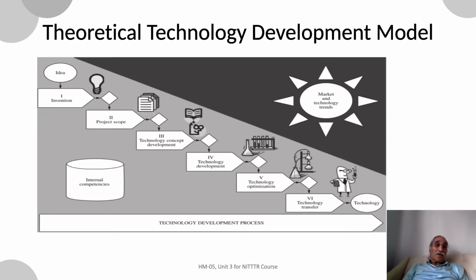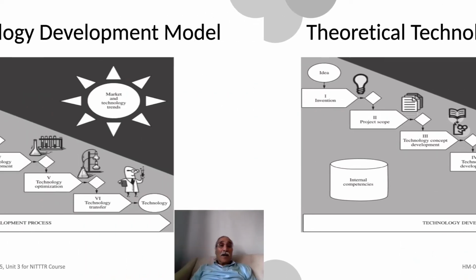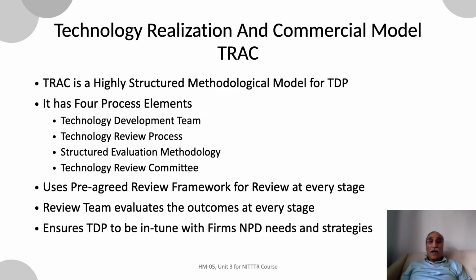So, this understanding gives us the capability to see that we have the technology development model, which is a theoretical one, and the next is where we talk in terms of technology realization and commercial model. This is an industry developed model, and it has basically four processes: the technology development team, technology review process, structured evaluation methodology, and technology review committee.